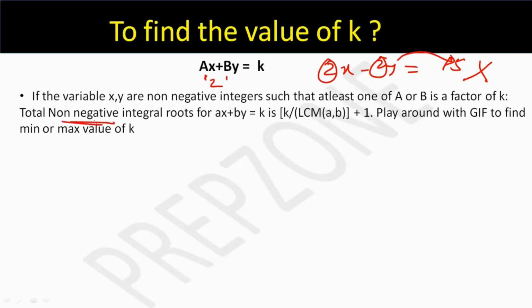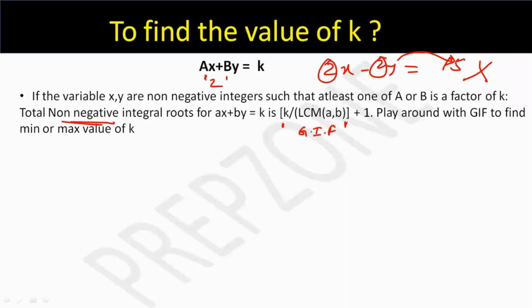Non-negative का क्या मतलब हुआ? It can be either 0 or positive, right? Same as what we have done. Again, this is more like a shortcut. I have told you the method, which is also fast, say 30 seconds, but this will solve the question in 5 seconds for you. So total non-negative integral roots for this equation is k divided by LCM of a comma b, this square bracket means greatest integer function, plus 1.